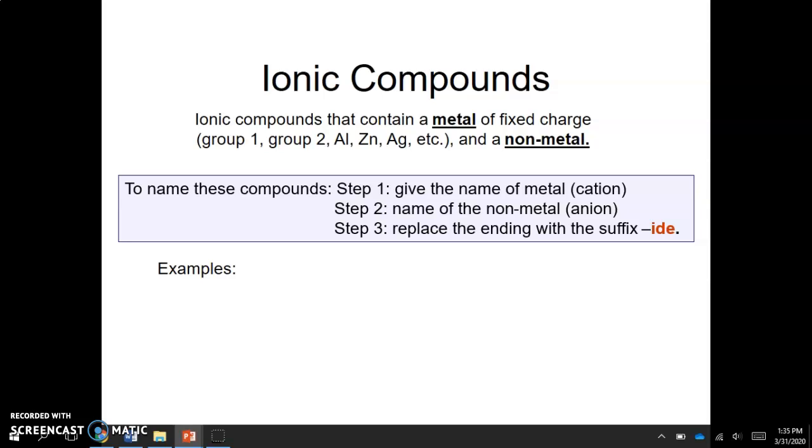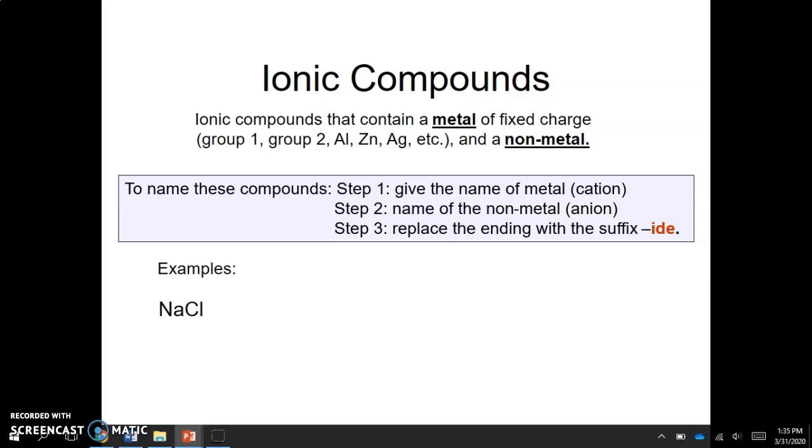Let's take a look at NaCl. We've already talked about this a little bit, but if we follow our steps, we should be able to find out the name of this compound. Step 1, we give the name of the metal. The metal is the first element in your compound, which is sodium. So we know that the name of this compound will have sodium in it. Done with step 1.